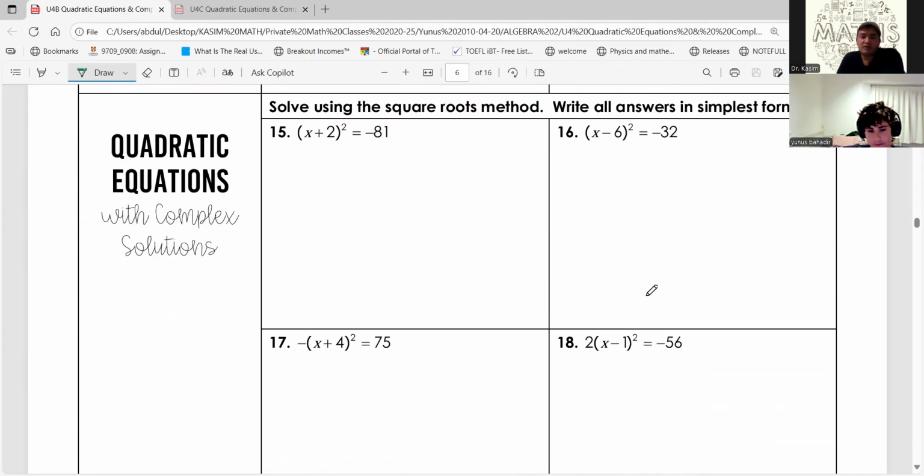Quadratic equations with complex solutions. We need this, that's why we had to learn it. Read the direction, Yunus. Solve using the square roots method. Write all answers in the simplest form. Okay. What's the square root method? You remember? Don't you just take the square root of both sides?